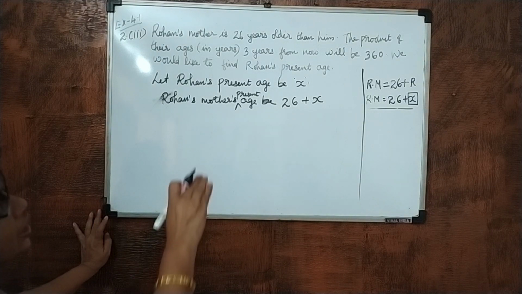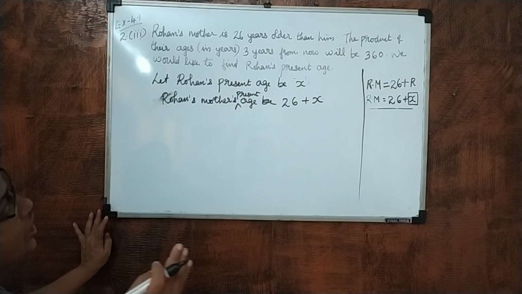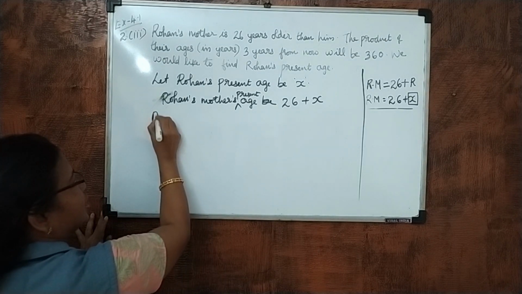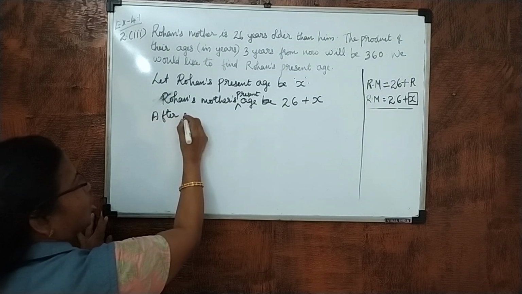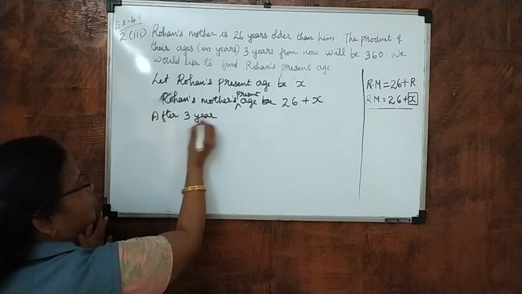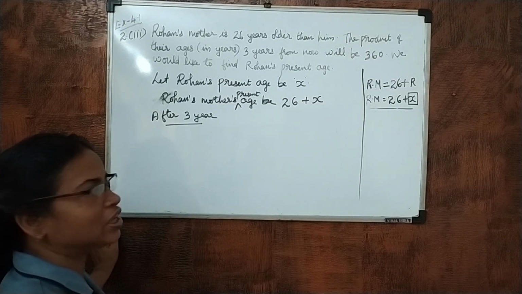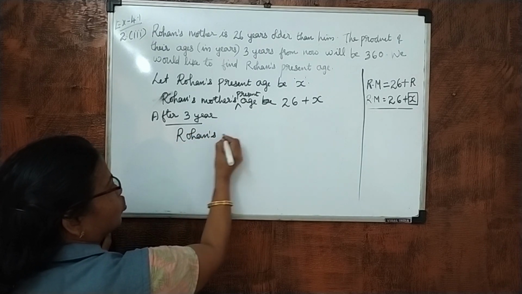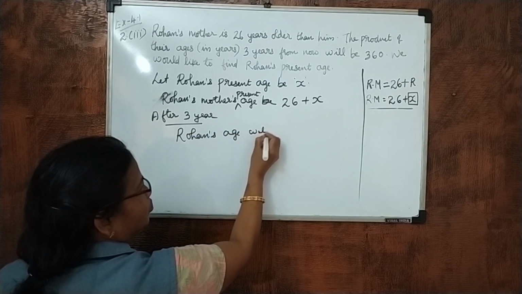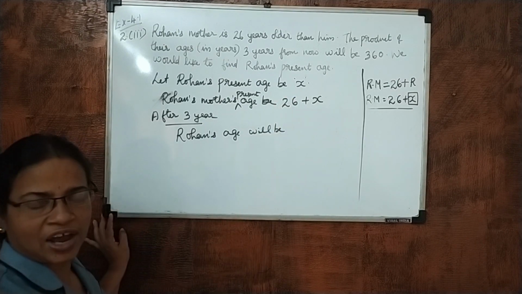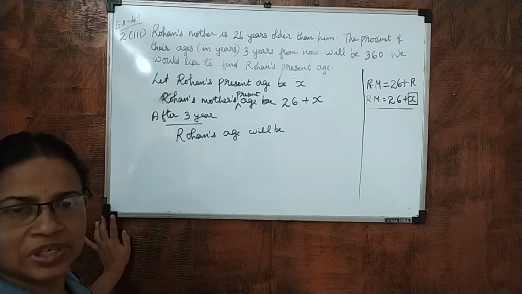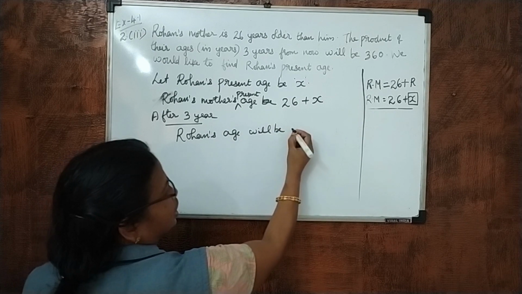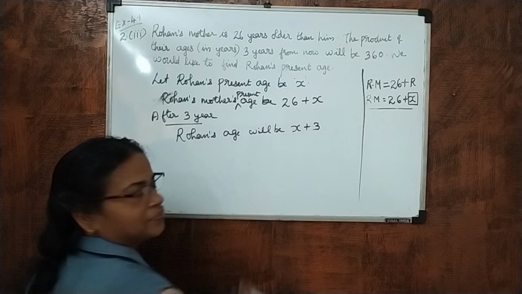After that what happens? Now the product of their ages in 3 years from now. That means after 3 years. Present age means now. After 3 years, Rohan's age will be what? If now he is 40, then after 3 years it is 40 plus 3, 43. Same thing, Rohan's age is x, so after 3 years it will be x plus 3.